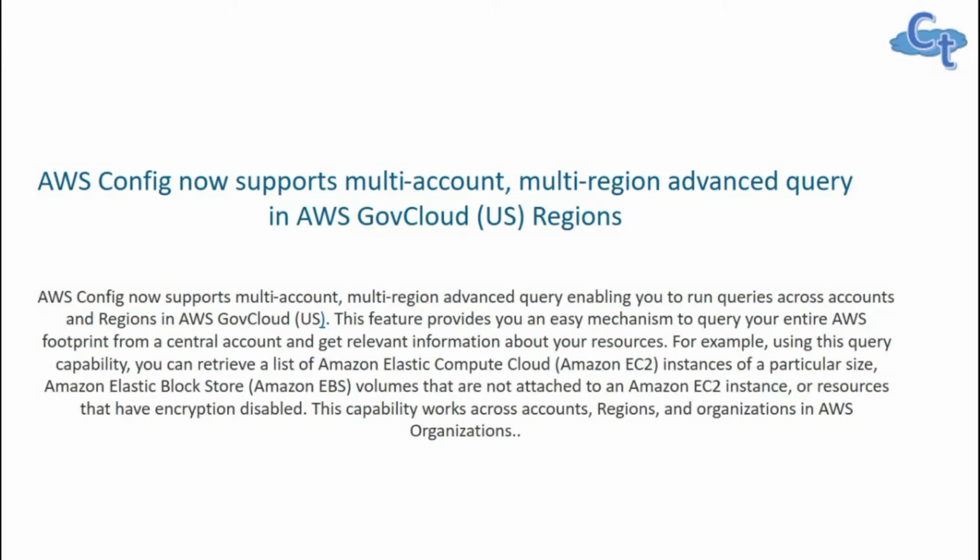AWS Config now supports multi-account, multi-region advanced query, enabling you to run queries across accounts and regions in AWS GovCloud. This feature provides you an easy mechanism to query your entire AWS footprint from a central account and get relevant information about your resources. For example, using this query capability, you can retrieve a list of all EC2 instances of a particular size, EBS volumes that are not attached to any EC2 instances, or resources that have encryption disabled. AWS Config is a service that enables you to assess, audit, and evaluate the configuration of your AWS resources.